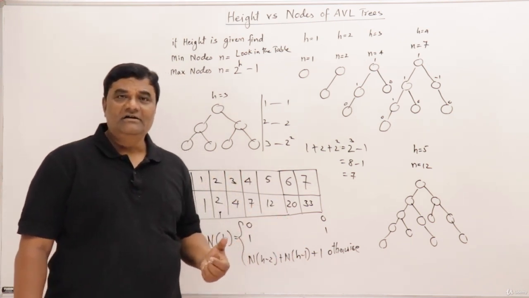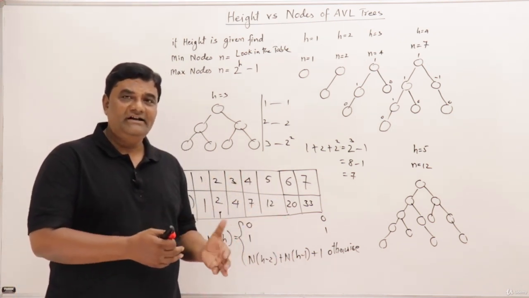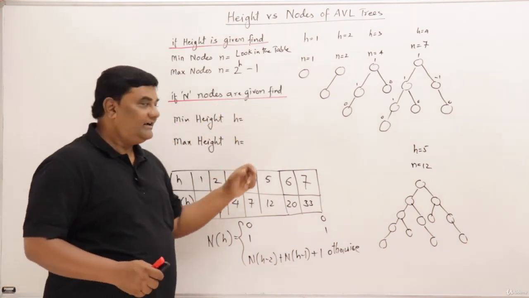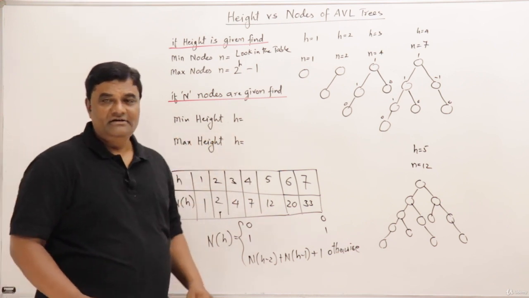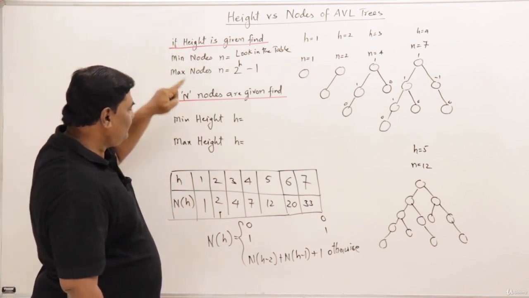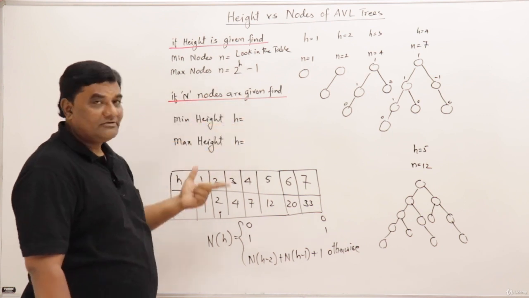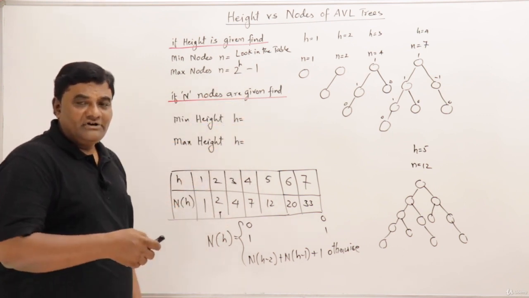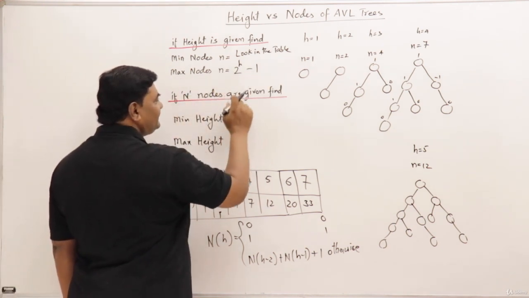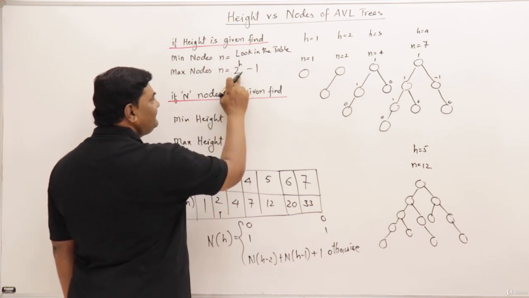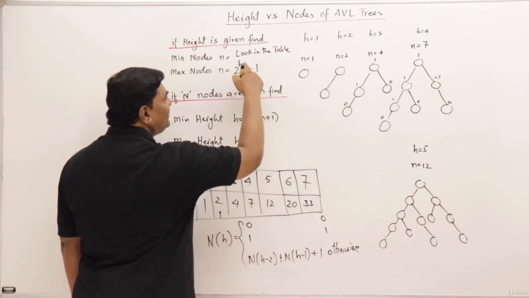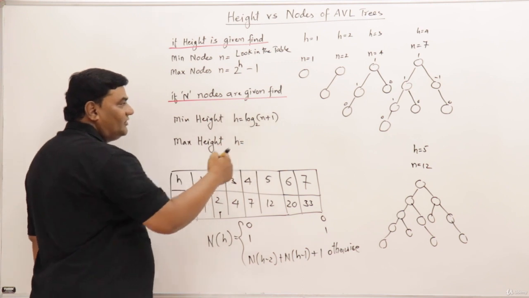We need another formula. If nodes are given, then what is minimum height and maximum height? So let me write down, I'll remove this. If n nodes are given, then find minimum height and maximum height. So if you remember in binary trees, what we did is, we converted this minimum formula to maximum formula and maximum formula to minimum formula. We'll do the same thing here. So we don't have to do any analysis. See, maximum nodes are n equal to 2 power h minus 1. Then minimum height will be h is equal to log base 2 of n plus 1. So log base 2 of (n plus 1). No need of minus 1 because in the power we don't have plus 1 here.